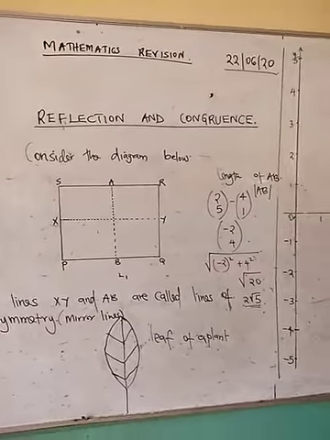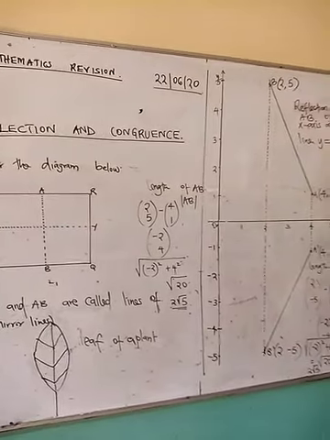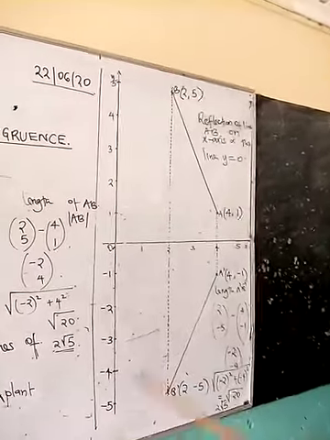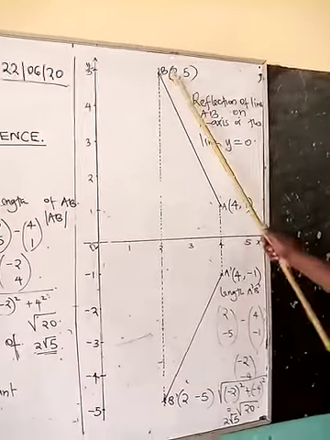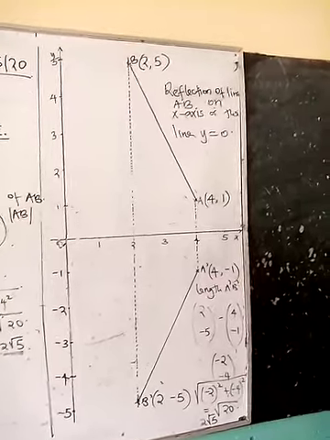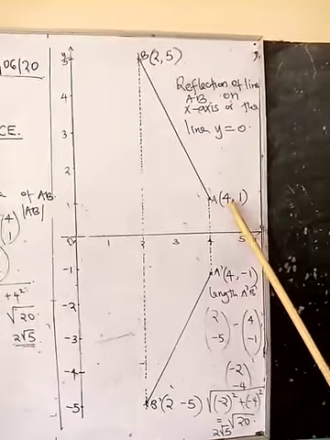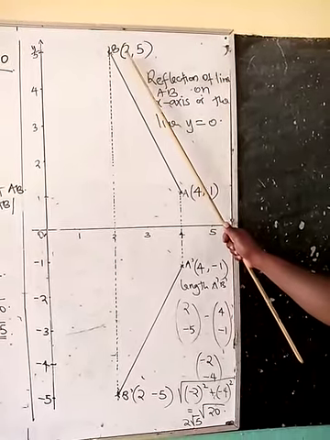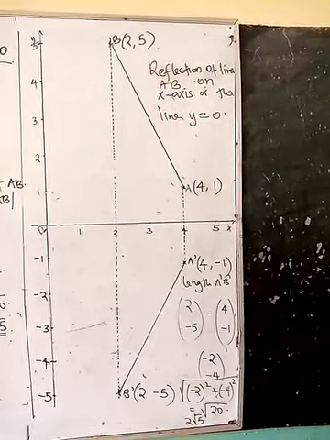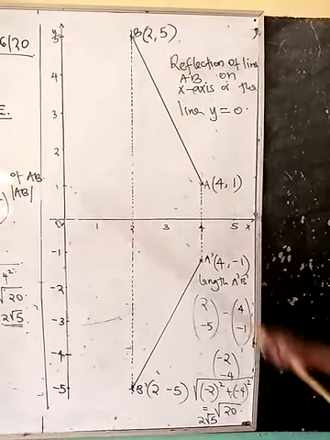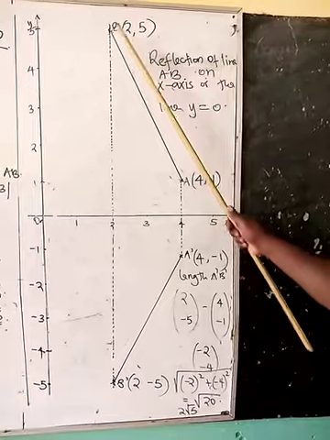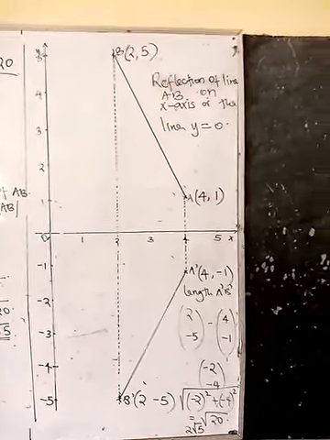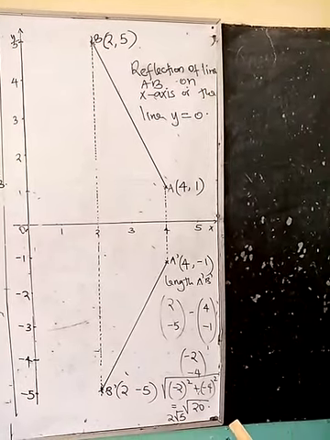Now when we come to the Cartesian plane, let us consider the line AB. The line AB is a line that can be drawn. The coordinate of A is (4, 1), and the coordinate of B is (2, 5). Join the two points, and you will realize that it forms a line.